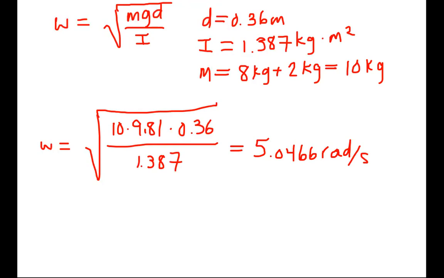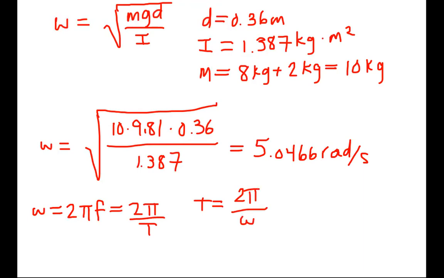But the problem in this case was asking for the period. So going back to our equations, we know that omega is equal to 2 pi f, 2 pi times the frequency, which is equal to 2 pi times 1 over T. So we can say that the period is equal to 2 pi over omega, which gives us 2 pi over 5.0466, giving us a period of 1.25 seconds, and that would be the final answer.